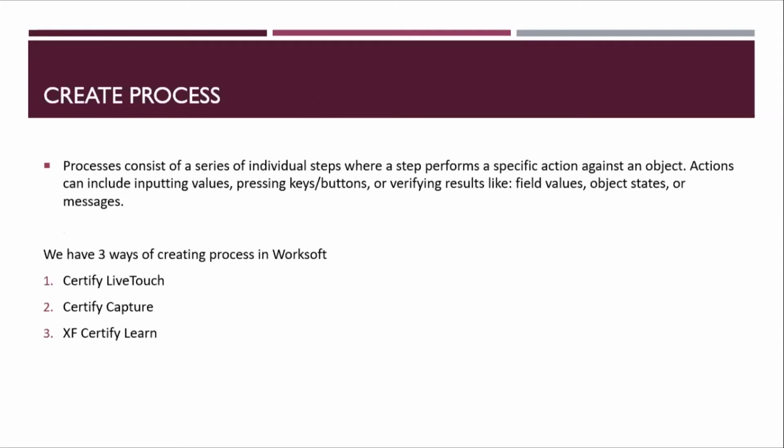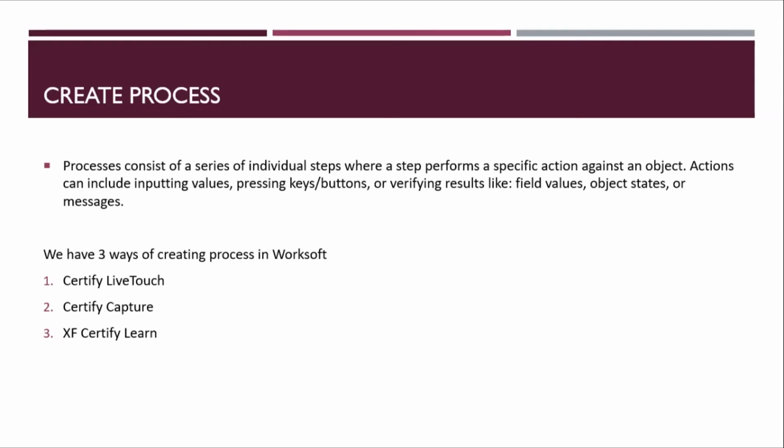And we have three ways to create a process. One is Certify Live Touch, one is Certify Capture, and the other one is Certify Learn. The third option we don't use. We mainly use the first and second options. A process, as I already said, is the major thing. It can be a test case or a test scenario, an integrated scenario, a transactional process, or a utility process. So majorly we use two ways, Live Touch and Capture.